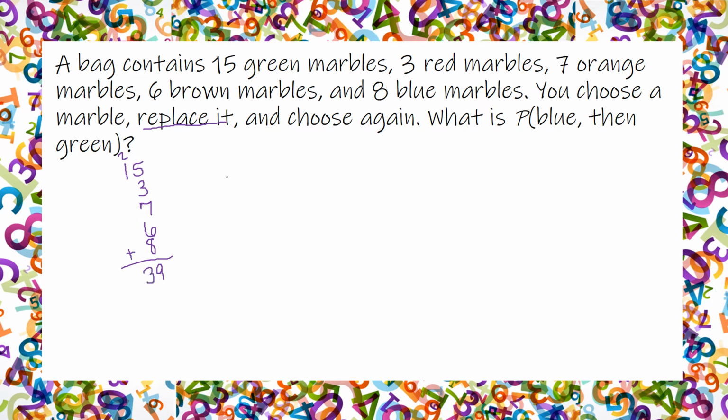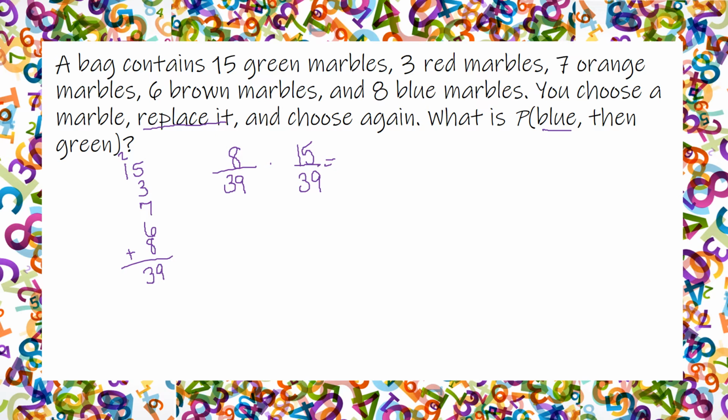So out of 39, I need to draw a blue. So I look up here in my problem and see how many blue marbles there were. And there were 8. Then I'll have to find the probability of getting a green. We are replacing it, so I still have 39 marbles to draw from, and there are 15 green. Now, when you want to know the probability of getting something and then something else, you have to multiply those.